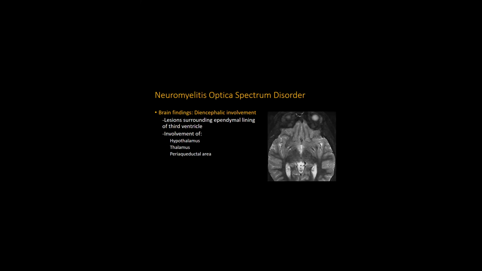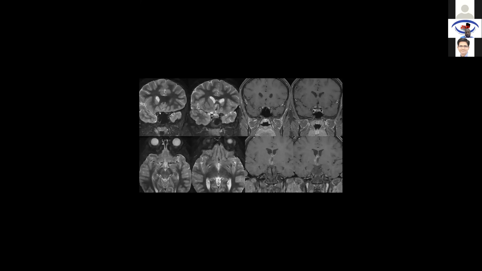So this is a case I saw here, very similar to what I showed you before: enlargement and enhancement of the intracanalicular and intracranial portions of the optic nerve. And these very characteristic lesions which are surrounding the third ventricle and involving the hypothalamus and show this kind of enhancement, very typical locations for NMOSD. So this is one subtype.